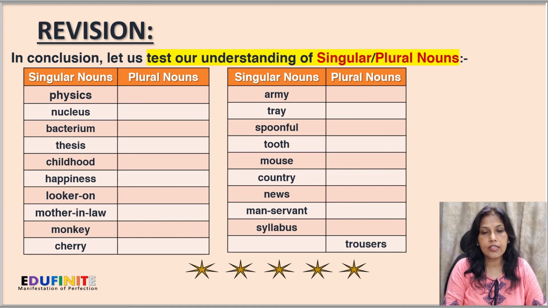Physics, nucleus, bacterium, thesis, childhood, happiness, looker-on, mother-in-law, monkey, cherry, army, tray, spoonful, tooth, mouse, country, news, manservant, syllabus, and only one is in the plural form, trousers. You have to write the singular noun for it. Now let's check the answers.